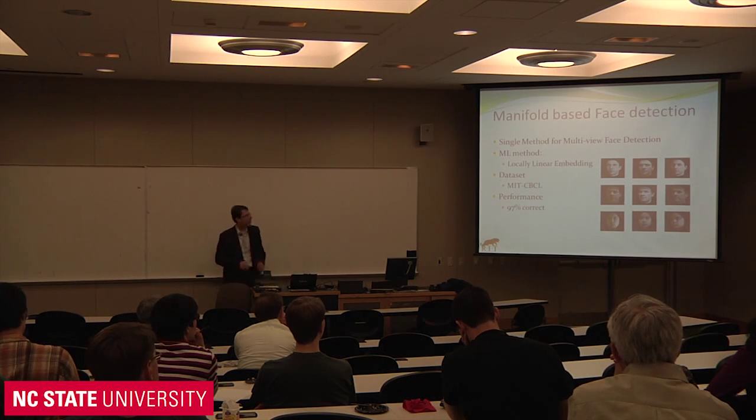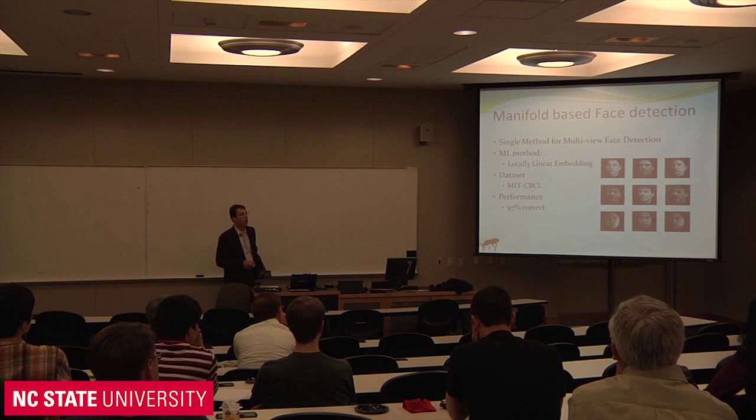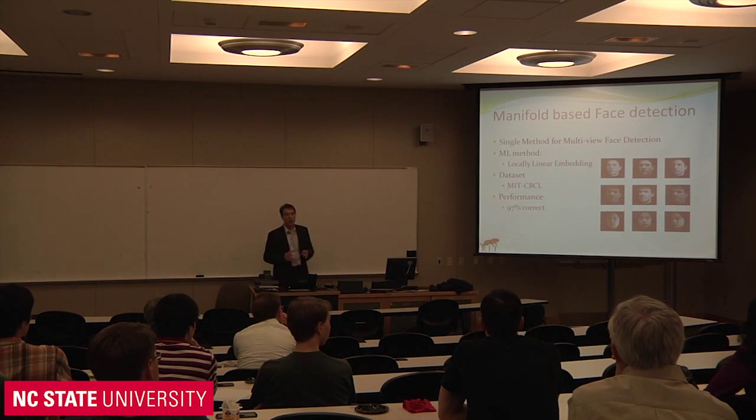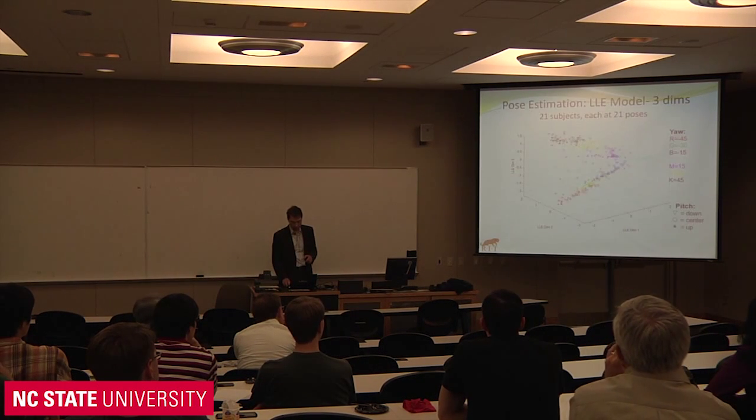Also, for different poses, can we do detection? This is a database that has different poses. We use the locally linear embedding to actually map on a manifold, and we got a 97% correct detection, even though they were at different poses.